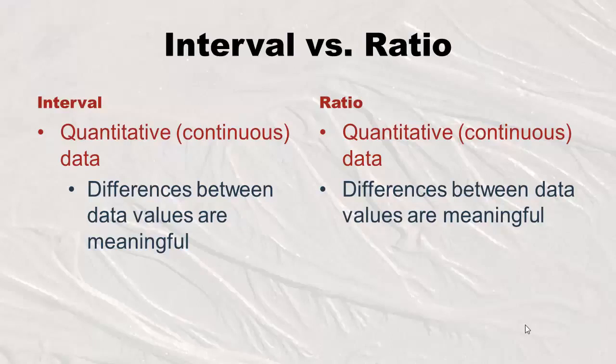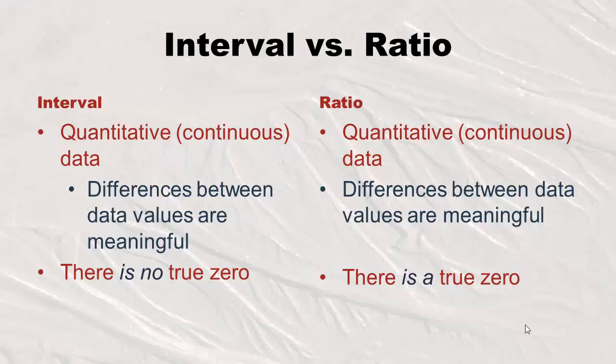Whereas when you're dealing with a quantitative variable, regardless of whether it's interval or ratio, you're talking like years or systolic blood pressure. 1 year for you is 1 year for me. So that's fine, right? But here's where the difference comes in between interval and ratio. All quantitative variables have meaningful differences between their data values, but this hair-splitting thing here is that in interval there is no true zero, and in ratio there is a true zero.